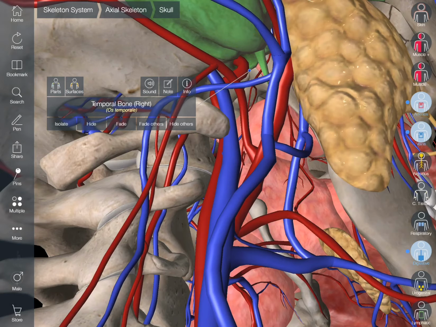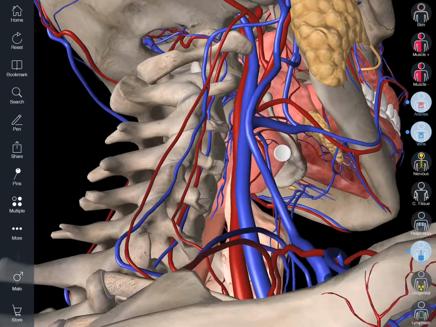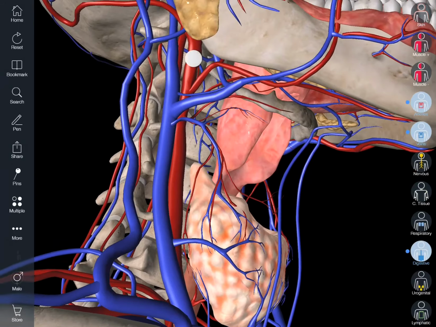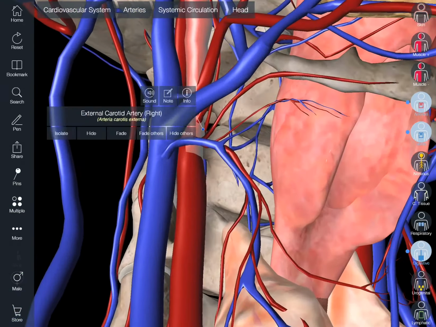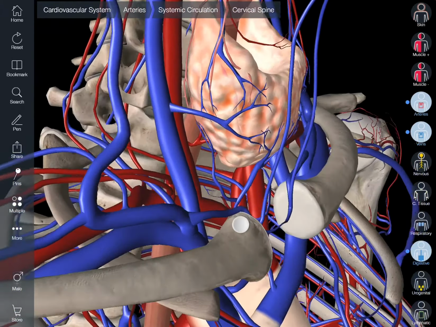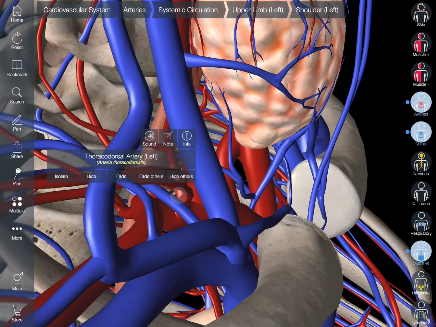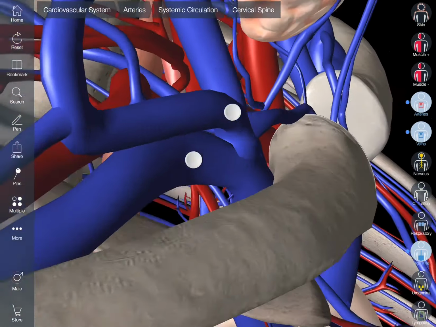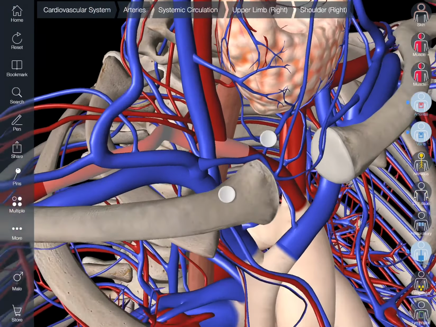Now let's actually talk about the external carotid artery. As we said, from this guy we've got the superior thyroid artery, and the inferior thyroid artery actually came from the thyrocervical trunk, which in itself came from the right subclavian artery, and of course it's the same for the left side.